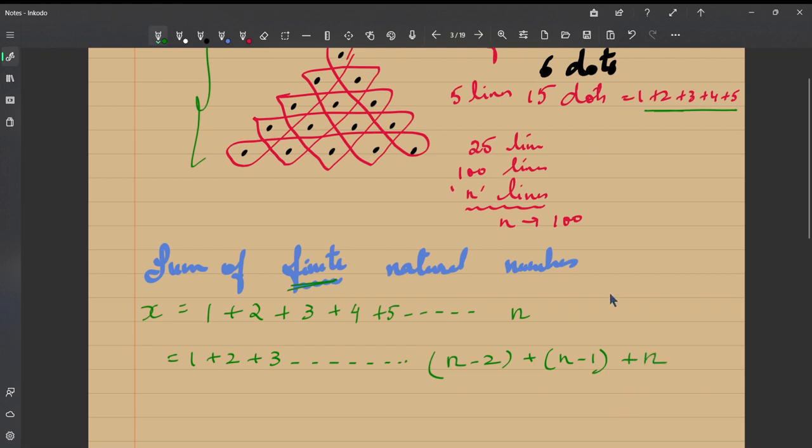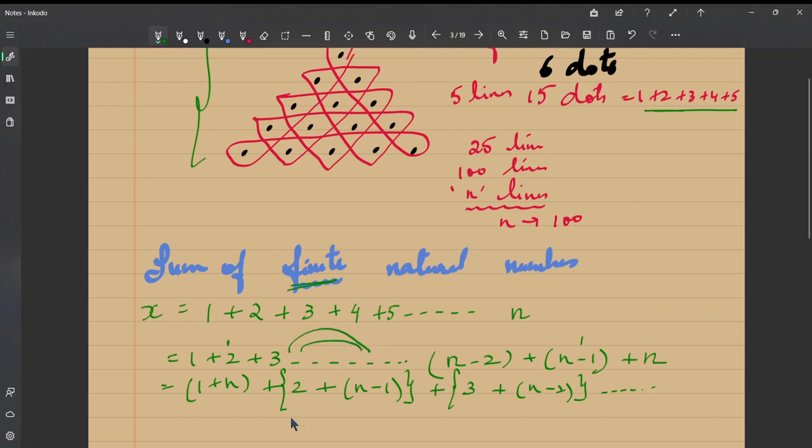So adding 1 and n first, you get 1 plus n. Now let's add the second term 2 and the last but one term n minus 1. We get 2 plus n minus 1. Similarly, 3 plus n minus 2. And so on. It doesn't end here because we are going to keep adding terms like this. So what does this give us?